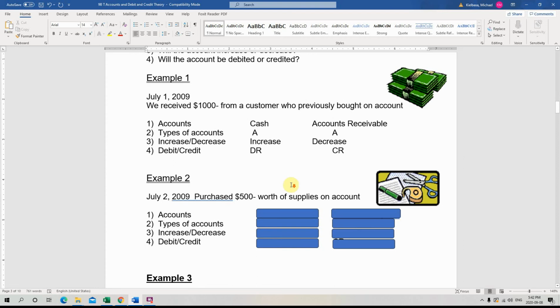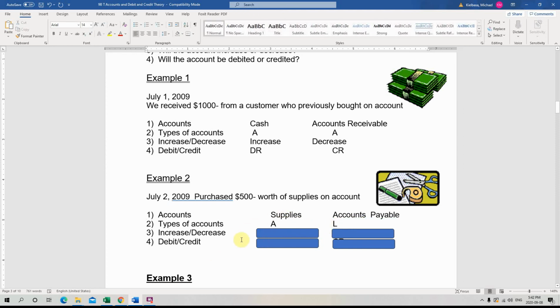All right, so let's assume on July 2nd now that I purchased $500 worth of supplies on account. So what accounts are affected? Supplies is one, and accounts payable, right? Because now I owe the money. Now, supplies is an asset account, and accounts payable is a liability.